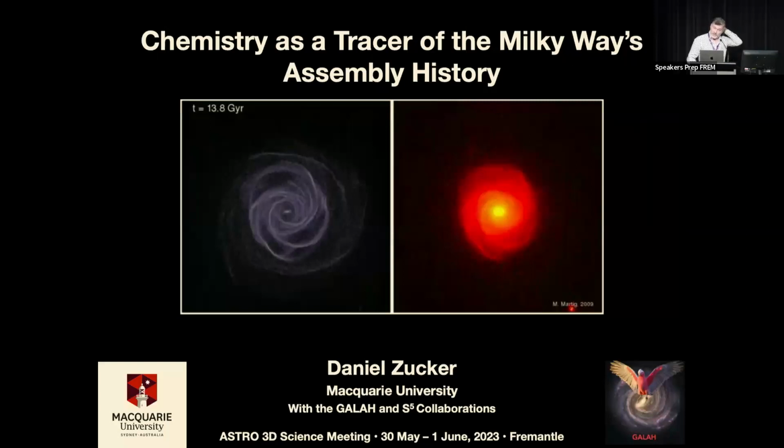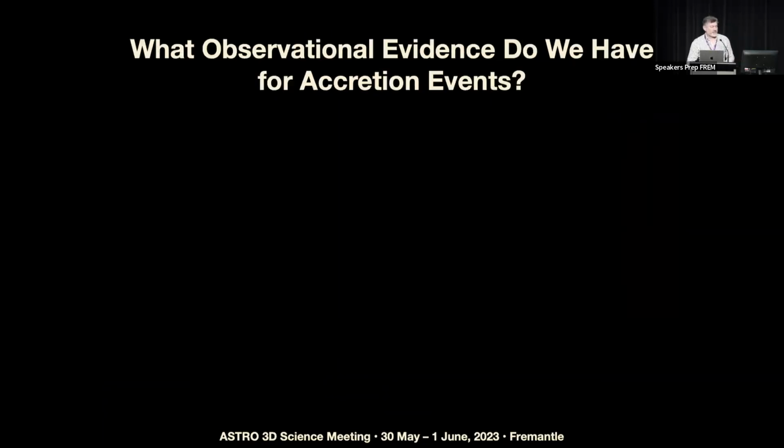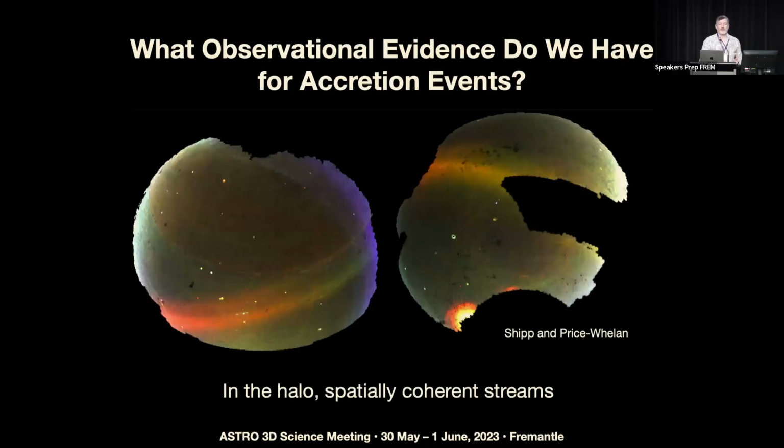I'm going to be presenting results both from GALAH, which you're probably familiar with, and the S5 collaboration, which you may not be. So what observational evidence do we have for accretion events in the Milky Way? Sorry, I should qualify that: in the halo, we see spatially coherent streams. You see here in the rainbow a Sagittarius stream, which is bifurcated. This is the Large Magellanic Cloud. This is a combination of Sloan and DES data. But you see streams throughout the halo, and the more you look, the more streams you see. So there will be lots more, I'm sure, with LSST data.